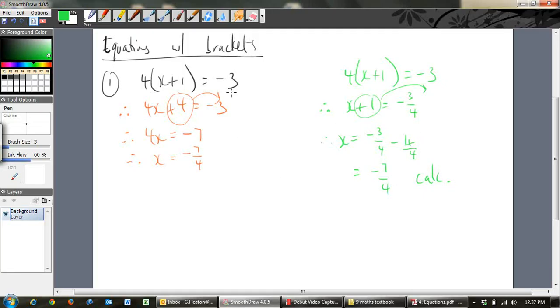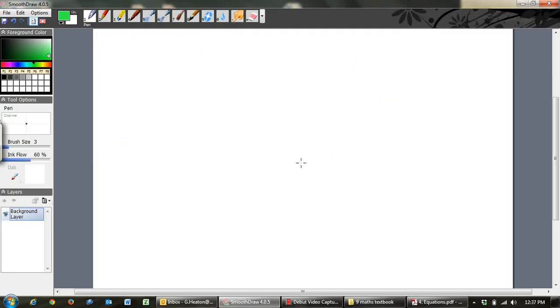So there you go, there's the two ways you can deal with brackets, and that's really all there is to it. Some people prefer this way, some people prefer this way, but either way is fine. Okay, I'll just do one more quick example of that.